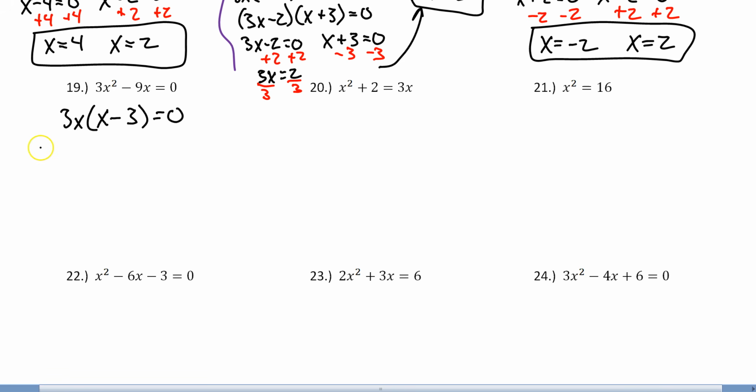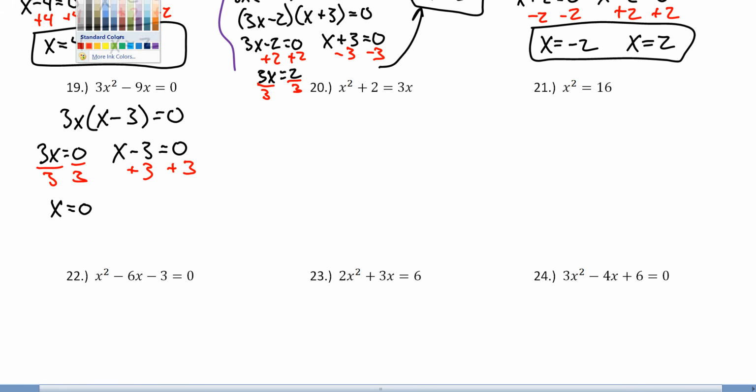Here, for greatest common factor, now I set each factor equal to 0. 3x equals 0, x minus 3 equals 0, and now I solve each. This first one I have to divide each side by 3. So I end up with x equals 0. The next one I have to add the 3 to each side. So I end up with x equals 3. And that's it.